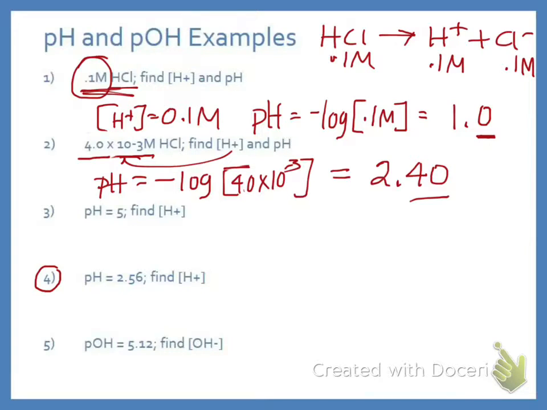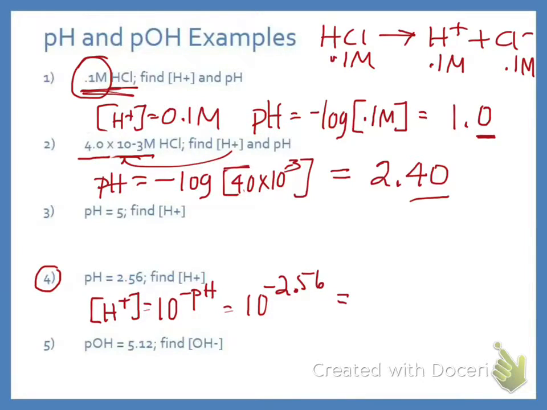So let's do number 4. This time we have the pH, and we need to find the hydrogen concentration. So we're going to say it's equal to 10 raised to the negative pH. So we would say 10 raised to the negative 2.56. We cannot leave it like that. We actually need to type it in.